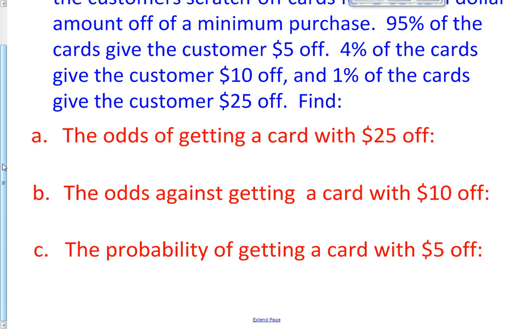So what are the odds of getting a card with $25 off? So the odds is you're going to write it as a colon. The successes, there are 1% of people that get the $25 off. So what percent are the failures? What percent don't get $25 off? The other 99% get something else. So it's 1 success to 99 failures. That's the correct answer for letter A.